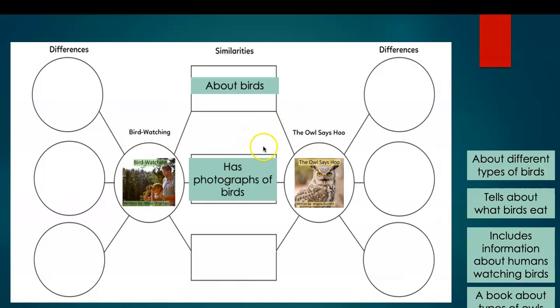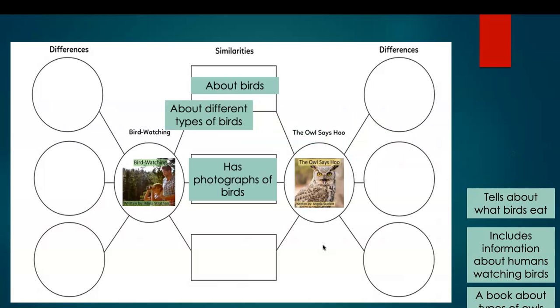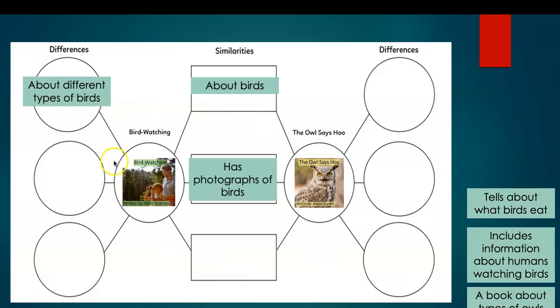All right, this next one says about different types of birds. Are they both about different types of birds? No, only one is about different types. Which one is about different types? Bird watching or Owl Says Who? You're right. Bird watching had all different types of birds. Owl Says Who's only about one kind of bird.